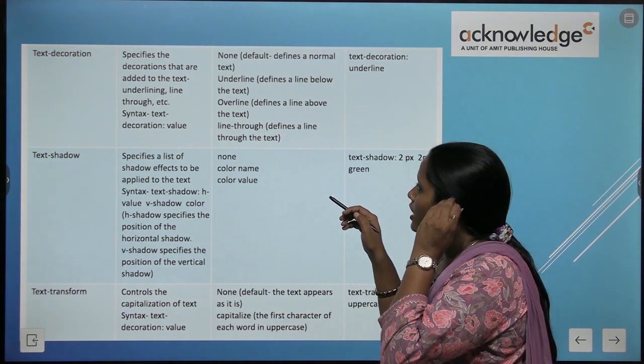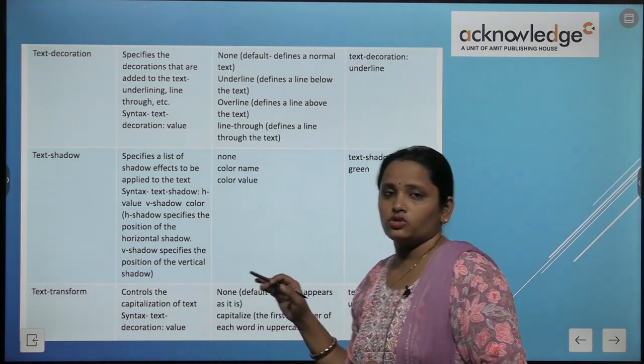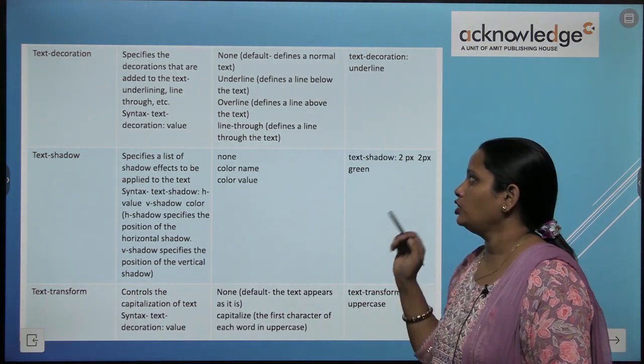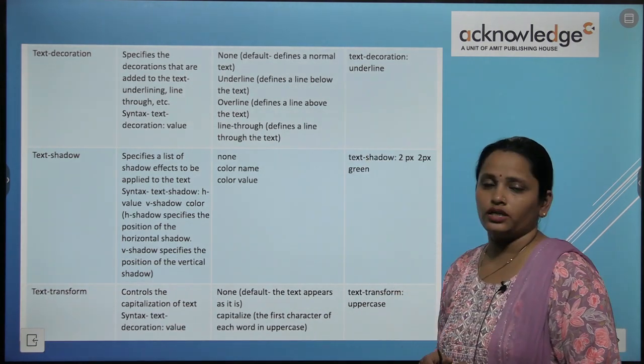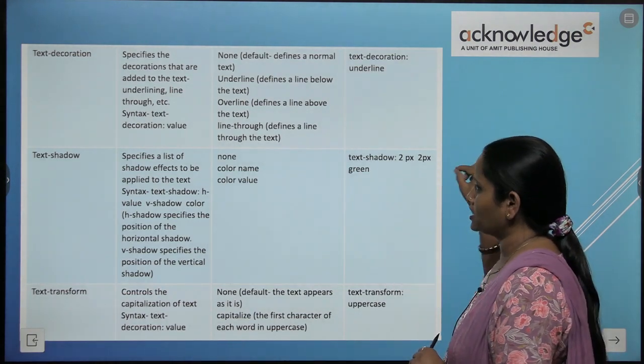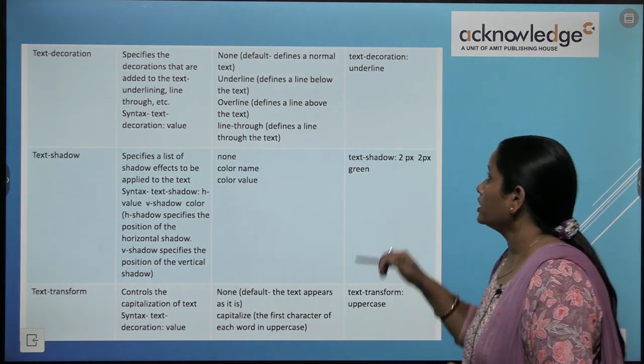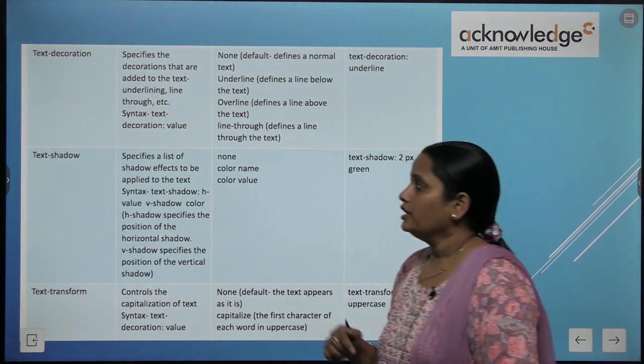Overline defines the line above the text. So text के ऊपर वाली line की बात करेंगे तो हम overline use करेंगे. And line through defines the line through the text. So text के through, text के बीच में से एक line जानी है तो हम line through option use करेंगे. Here is the example given.